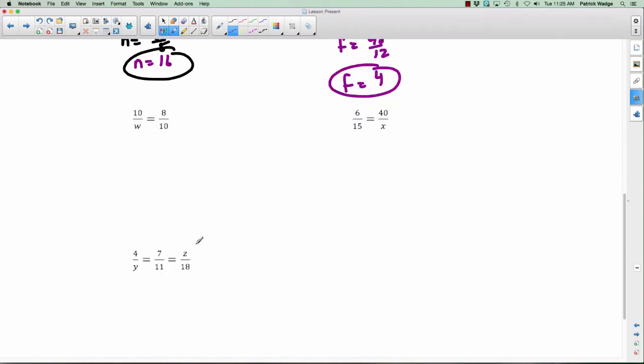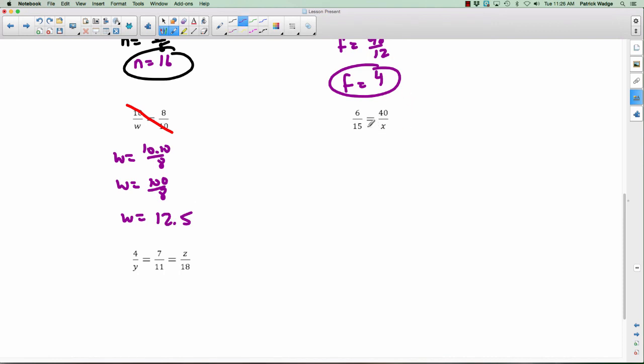Next one, we want to know what w is. Where's the 2 we know? This is the diagonal where we know both of them. So w is equal to 10 times 10, and then we're going to divide that by 8. So w is 100 divided by 8. w is equal to 12 and a half.